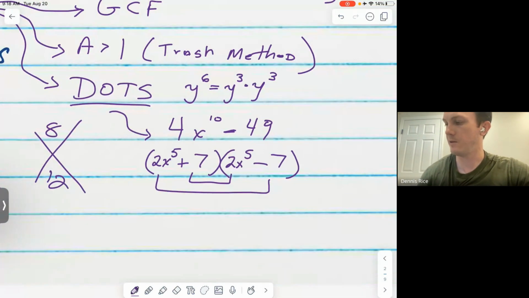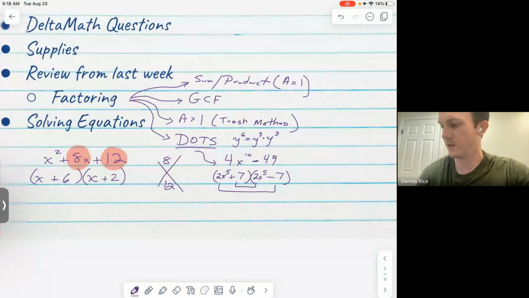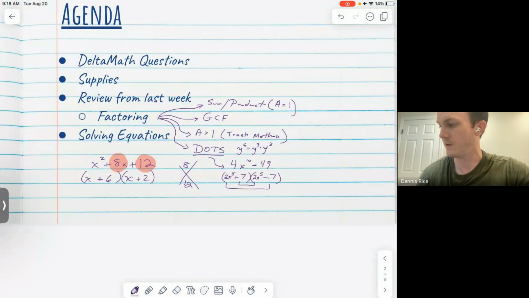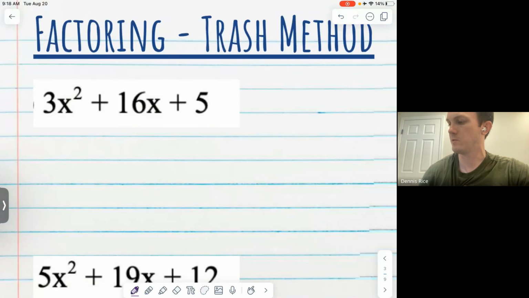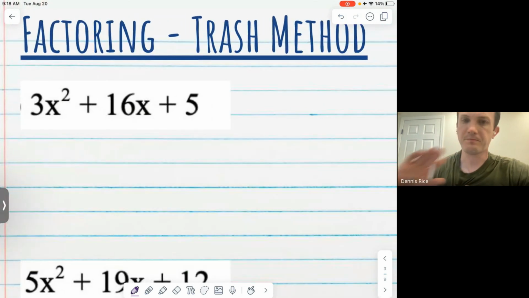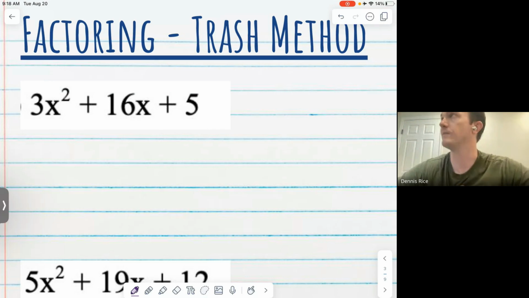Our final one, a greater than 1, is what I wanted to start with today, aside from doing this review. I know we're not starting because we didn't get to talk about this. This is ultimately what a lot of students end up doing. Factoring a greater than 1 can get a little tricky. If you remember from last week, it's not that it's very difficult, but there's just a lot of steps.